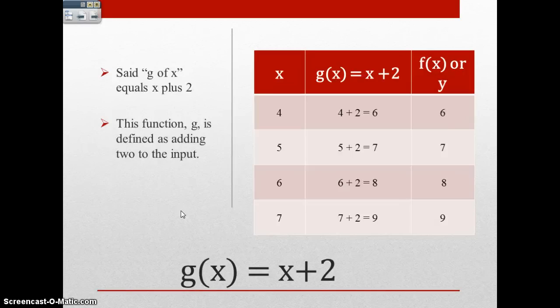We plug in 4, we get out 6. We plug in 5, we get out 7. We plug in 6, we get out 8, so on and so forth. And again, each input has just one output, which makes g of x a function.